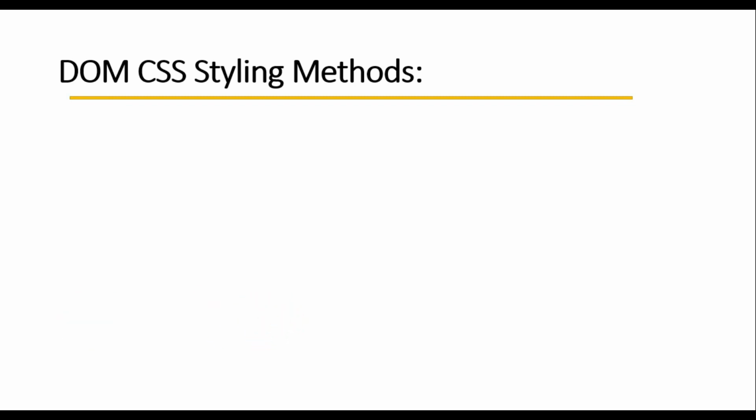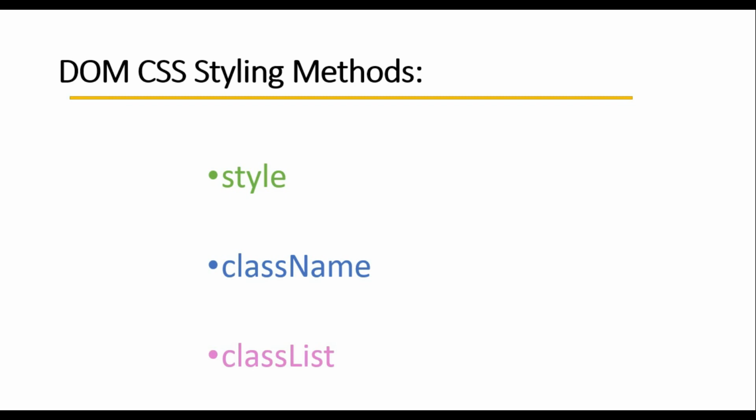In DOM we have three methods for styling. First is style, class name and class list. By using these three methods you can get CSS values and also you can set the value. For example, if you want to get the class name, you can use directly the class name method, or if you want to set the class value, you can do directly with class name. So now first we will talk about style, then we will talk about two other methods. So first let's jump over to the course section.